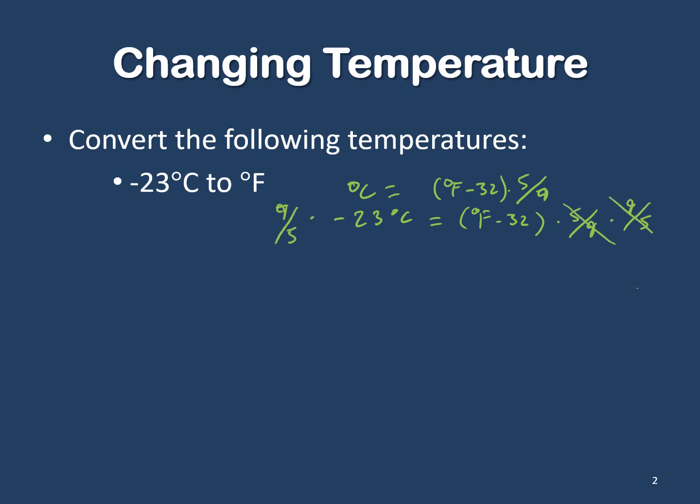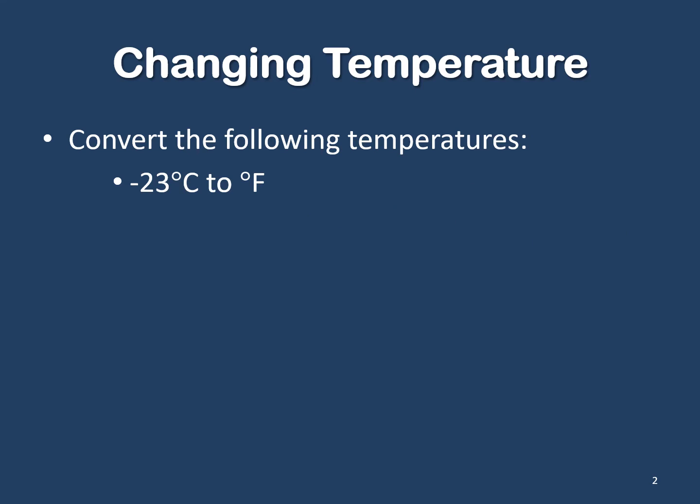These will cancel out, and I will get negative 41.4 degrees. Well, I guess technically we're out of Celsius now, but whatever. This is then equal to Fahrenheit minus 32. We need to add 32 to both sides. And this will give me a temperature of negative 9.4 degrees Fahrenheit. So there's my answer.